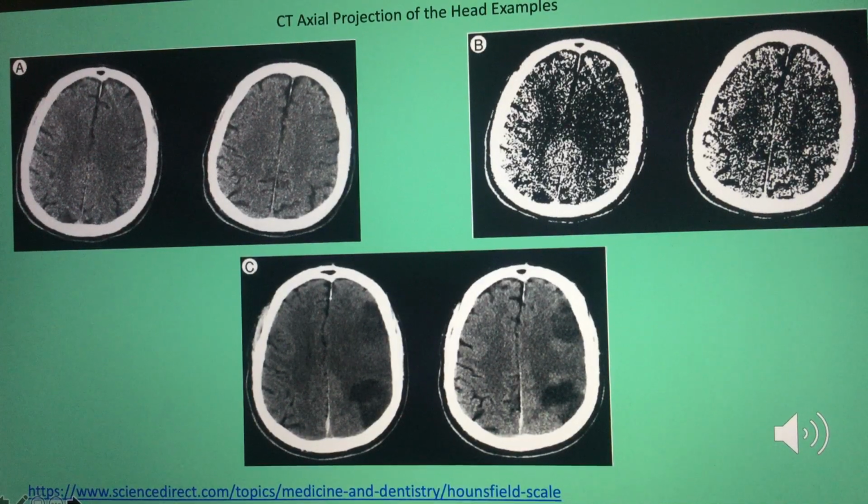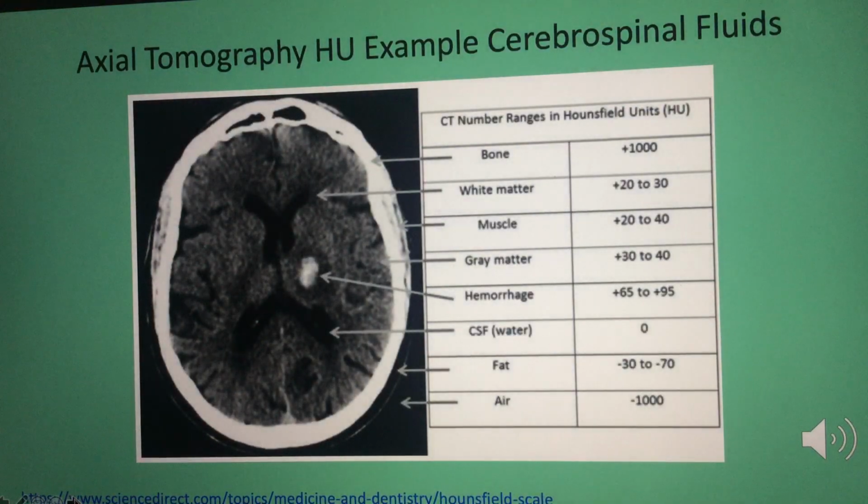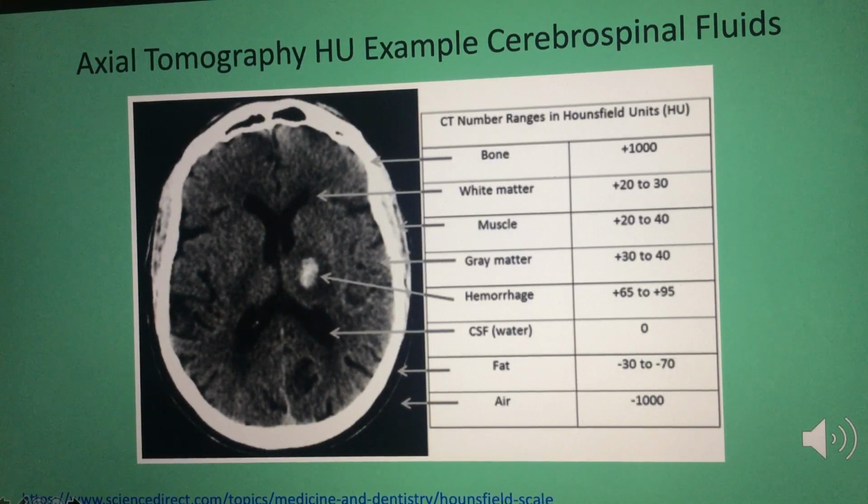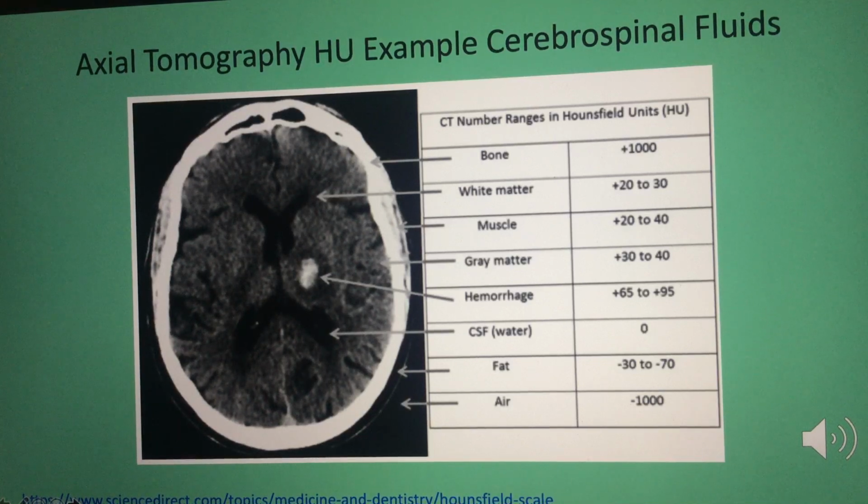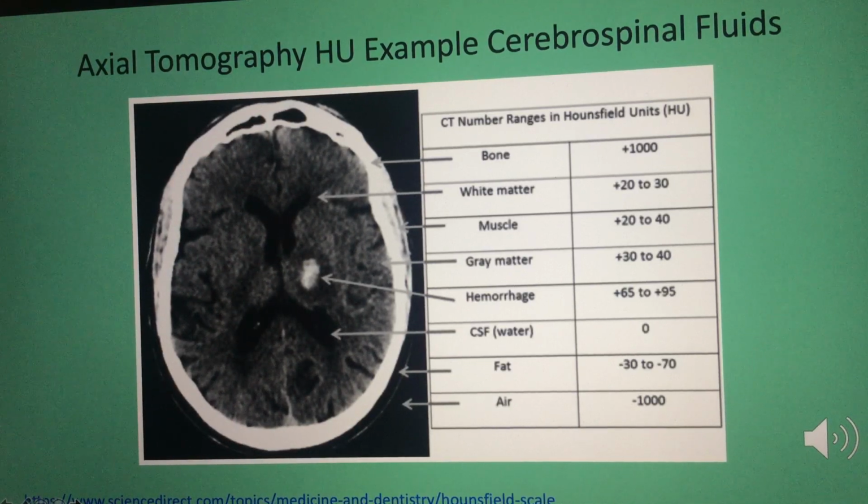Then on C, this image is an axial tomography of the skull, and is the perfect example of what I was telling you earlier about the ranges of the Hounsfield units, because they optimize the information depending on the tissues to be able to diagnose a specific pathology. Like in this case, we see a hemorrhage on the brain, and they are looking for cerebrospinal fluids.